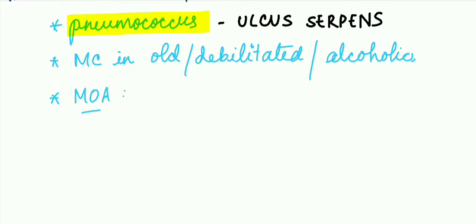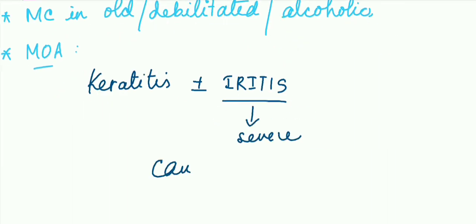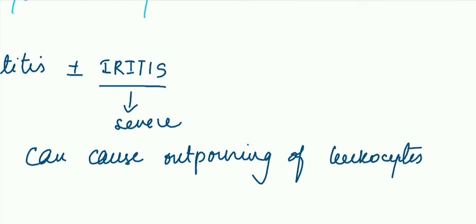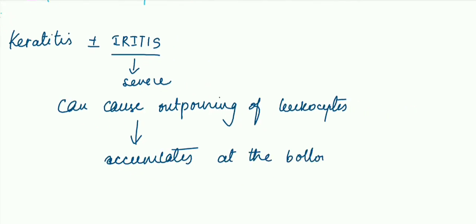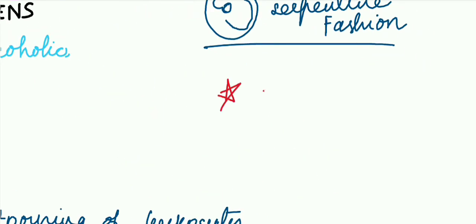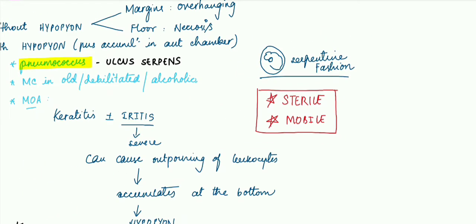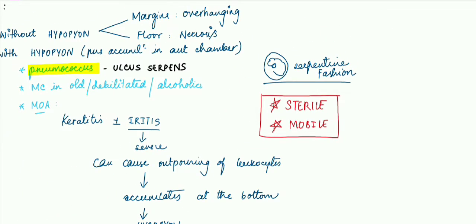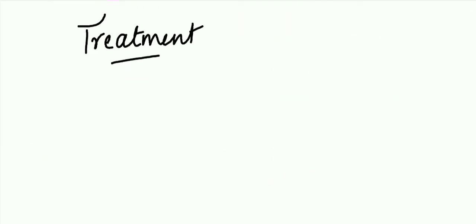The mechanism is very simple. Every time keratitis is involved, we have iritis, and whenever it is severe, it can cause outpouring of leukocytes. All of this can get accumulated at the bottom of the anterior chamber, resulting in the formation of hypopyon. The most important point is that the hypopyon of a bacterial ulcer is both sterile and mobile. Let's see this in a picture. This is hypopyon and this ulcer is spreading in a serpentine fashion, as we can see.